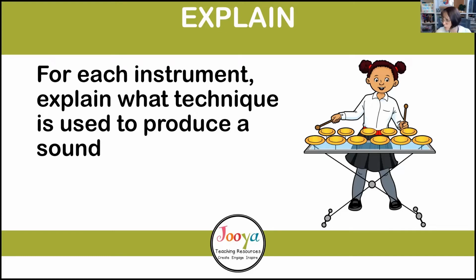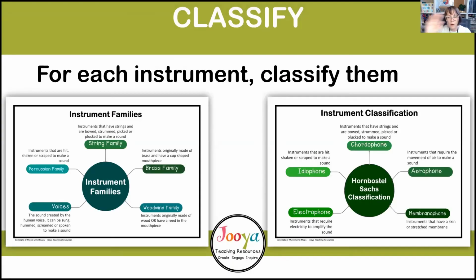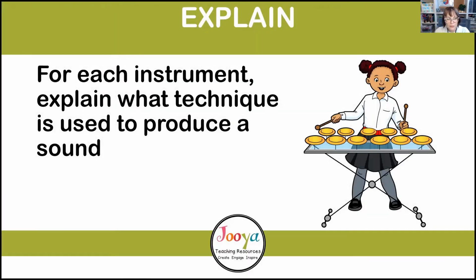So, explain. Now, when you're talking about instruments and the mind map, if I go back a page, the way that we classify an instrument is simply the way an instrument makes a sound. The string family have strings, obviously, but they're bowed, strummed, picked or plucked to make a sound. A brass family, you blow through them to make a sound. Percussion family, you're either going to hit, shake, or scrape. And that's what's really important when you're explaining the techniques used to produce a sound, which is what this is. For each instrument, explain what technique is used to produce a sound.